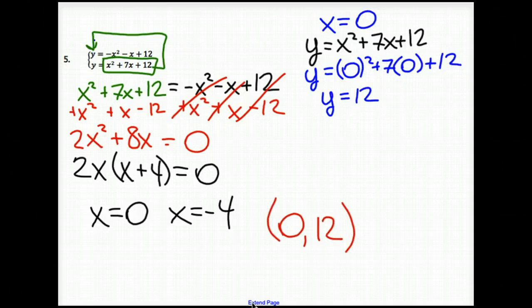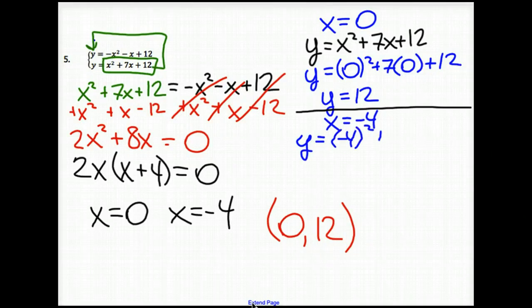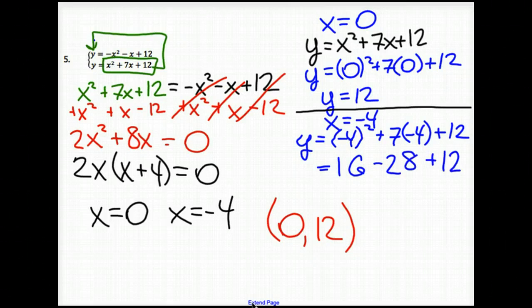And then for the other solution, we're going to plug in x equals negative 4. So we end up getting y equals negative 4 squared plus 7 times negative 4 plus 12. That gives us 16 minus 28 plus 12. Okay, and 16 minus 28 gives me negative 12 plus 12. I end up getting a 0 for that one. So my second ordered pair comes out to be negative 4, 0.